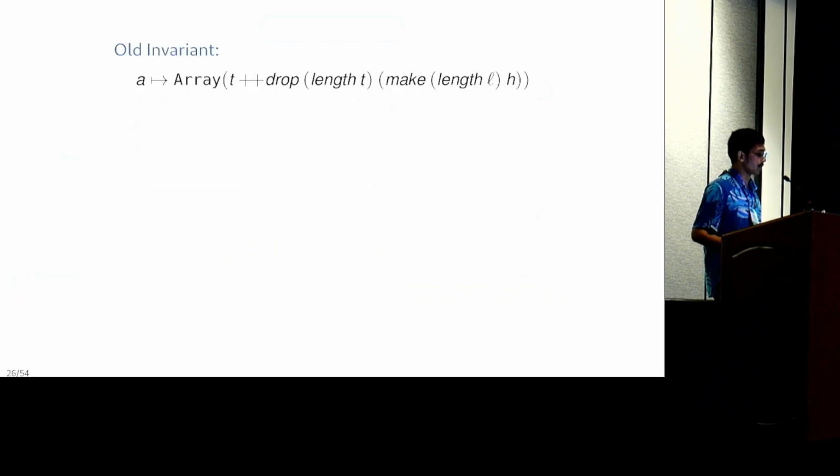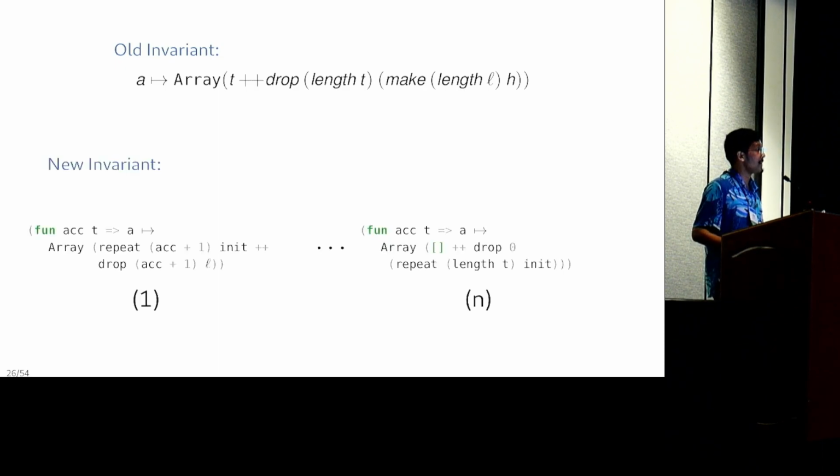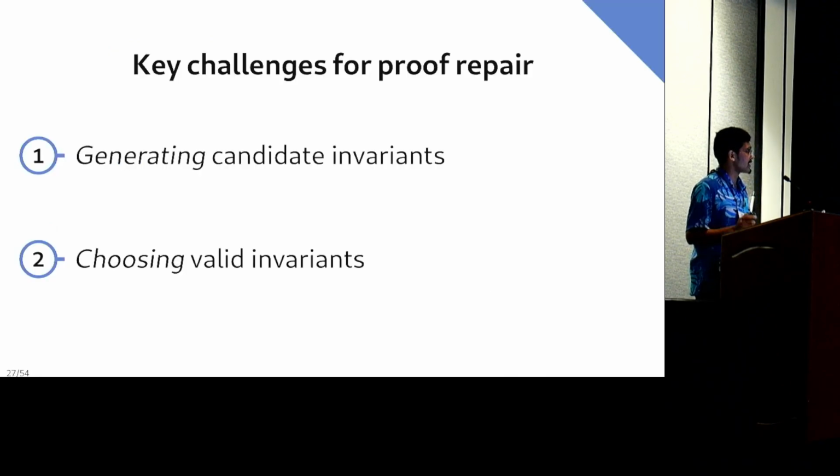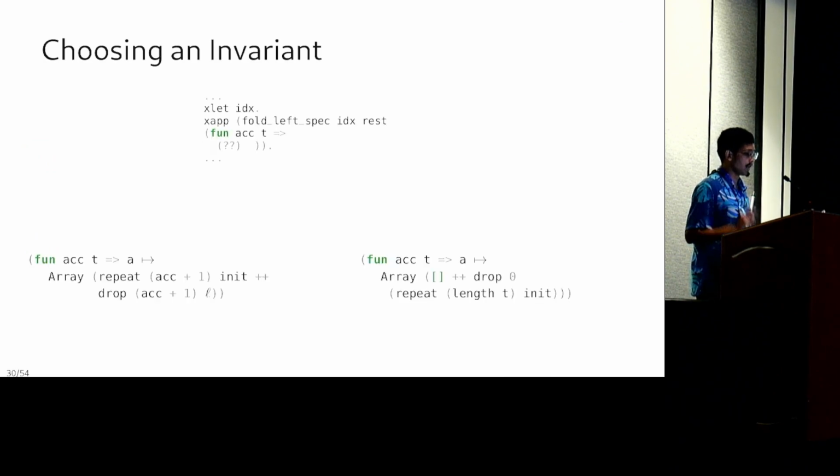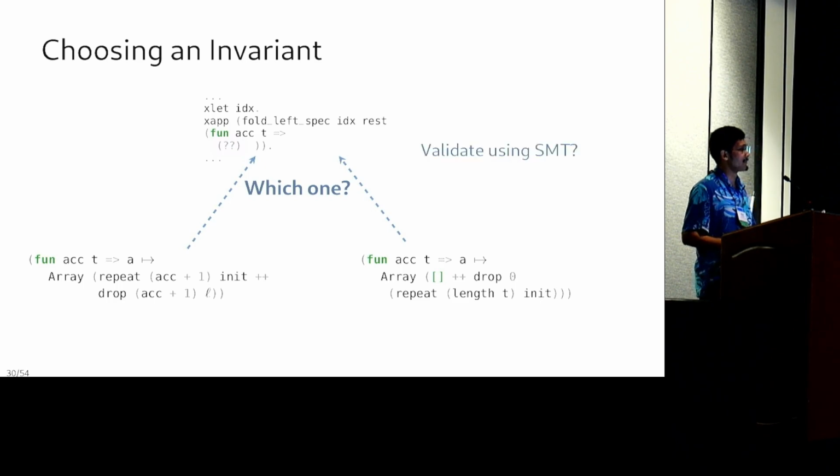So we take this old invariant, we look at the expressions that occur within it, and use that to generate candidate invariants for our new proof. And this brings us to the second problem, which is, how do we choose valid invariants? We now have our proof script, and a number of candidate invariants to instantiate it with, but which one do we choose? An obvious idea is to automatically validate these using some kind of SMT solver or automated solver.